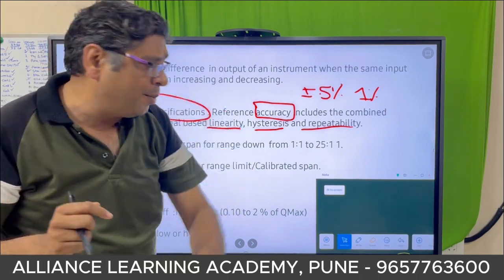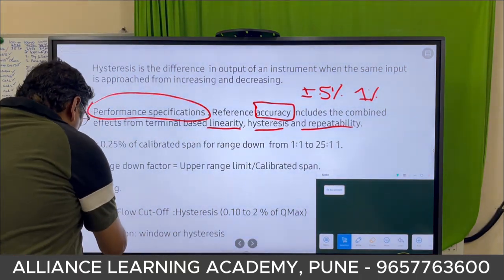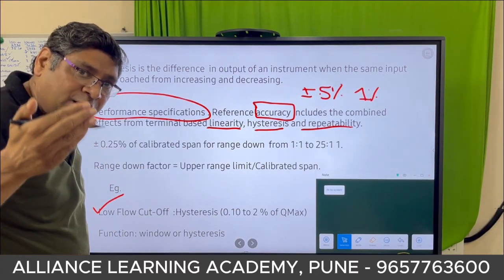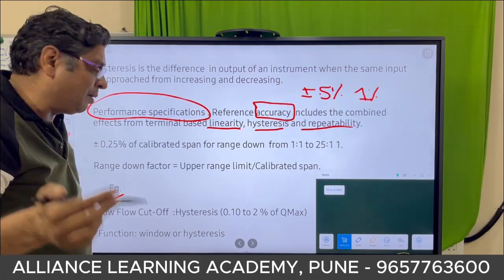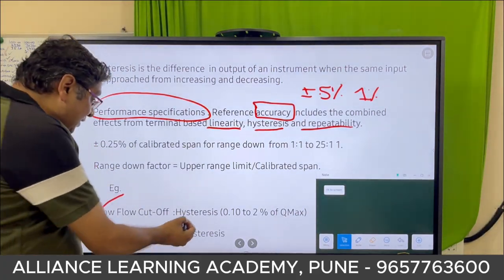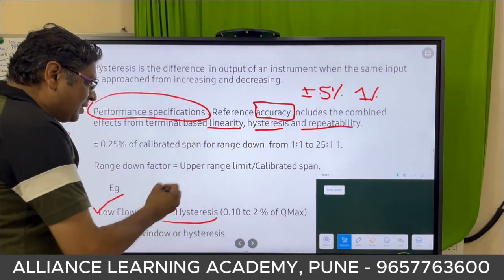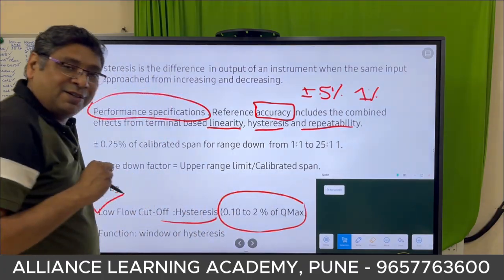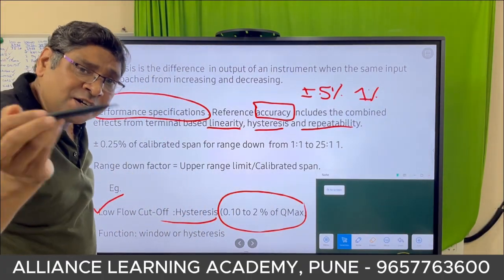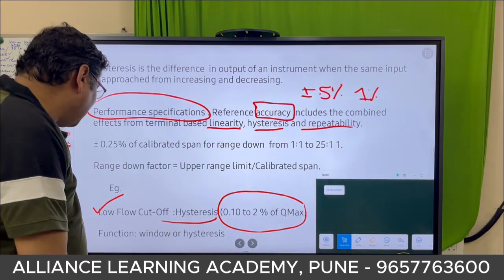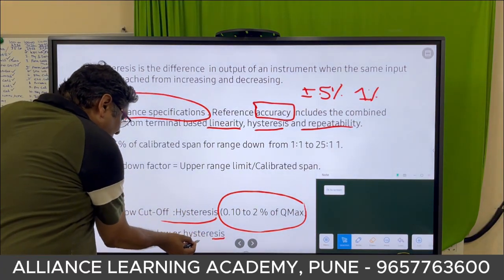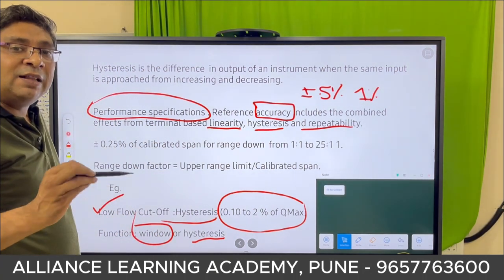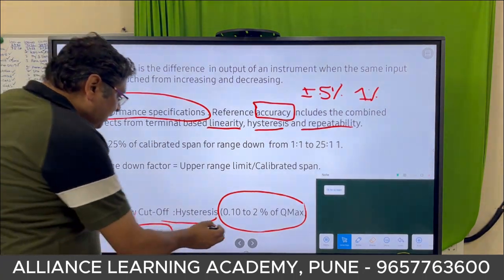Now you see it in the flow meters. In the flow meters, that low cutoff, okay. If you see a flow meter configuration, you will get a very important parameter called low cutoff. The hysteresis name also will come, and hysteresis is always a percentage of Q max within this range. Fine. Now you see the example of pressure transmitters and pressure switches. There, instead of saying hysteresis, they can tell you like the window. Okay, so these are the different things about hysteresis.